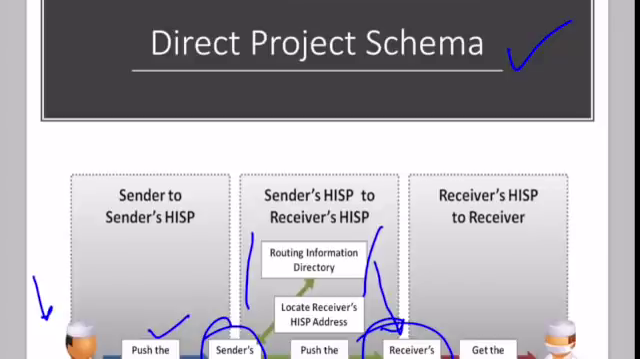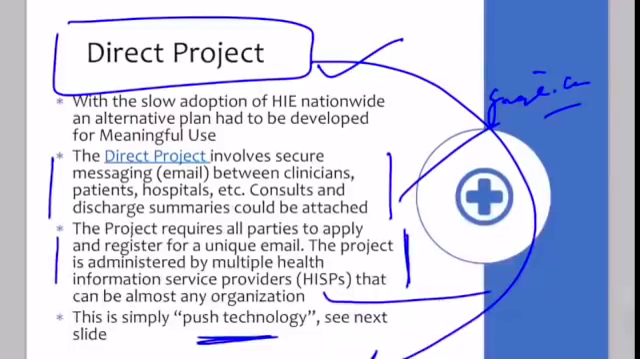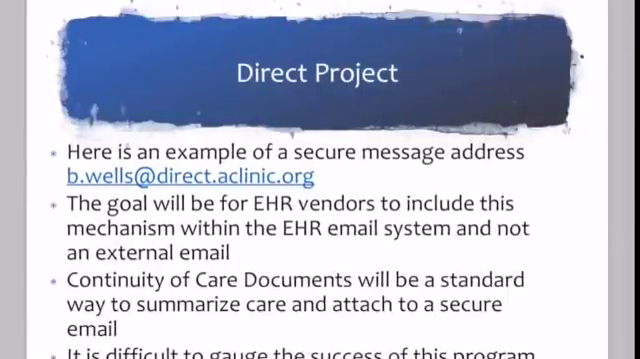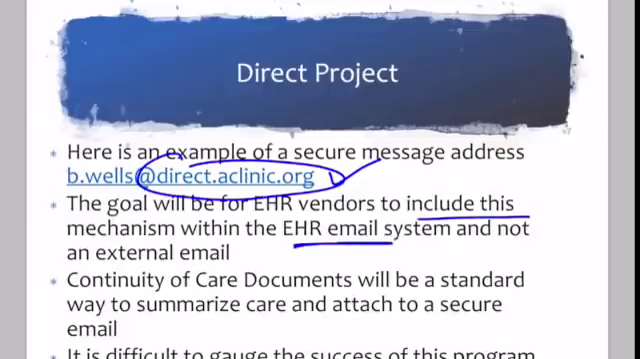So in other words, this is simple email and message exchange, but in a very secure way and according to nationally agreed standards of information. They feel that this is a much better and easier way through which people can start health information exchange, and that would replicate fast. This is an example of an email address, like direct.aclinic.org. The goal is for EHR vendors to include this mechanism in their email systems, and the continuity of care document will be standardized as a summary of care.